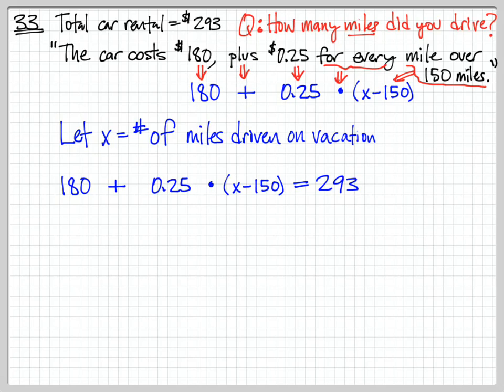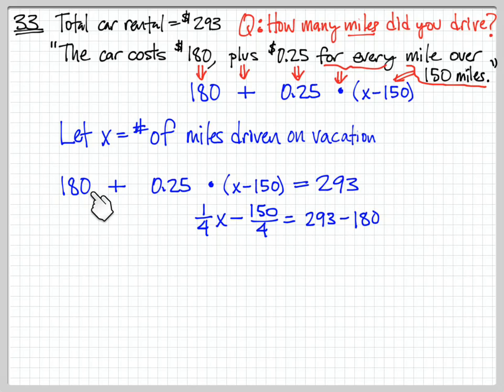So now we have the equation. I'm going to show how I could solve this. I use fractions. I turn the 0.25 into 1/4. It's a quarter. So I distribute that across my x and 150. I get 1/4 x minus 150 divided by 4.